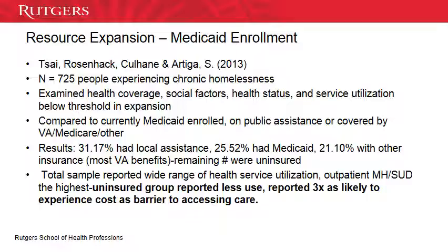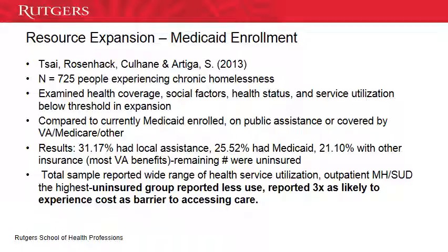The study examined health characteristics, health service usage, and socio-demographic status of adults below the threshold for Medicaid expansion, and compared them to those enrolled in Medicaid, and those who are uninsured or relying on local assistance or other insurance such as VA benefits. The sample was 725 homeless adults from the Help End Chronic Homelessness Initiative, which took place between 2004 and 2009. Most of the information was collected via self-report and surveys.